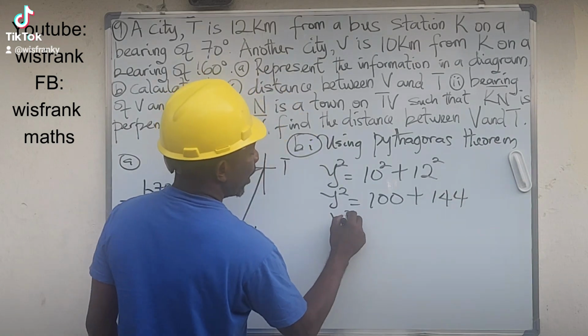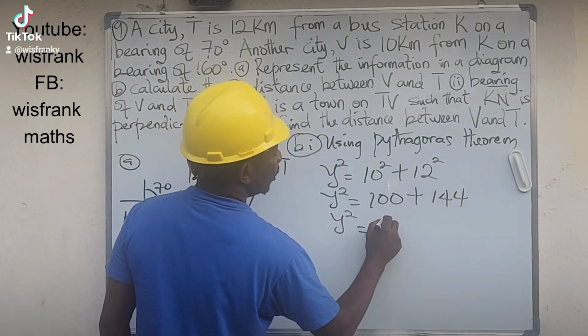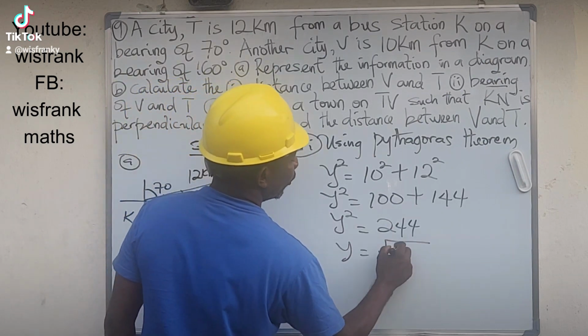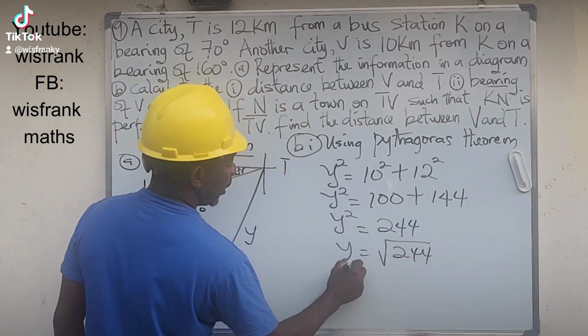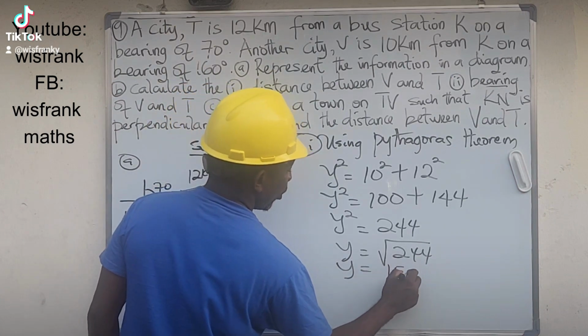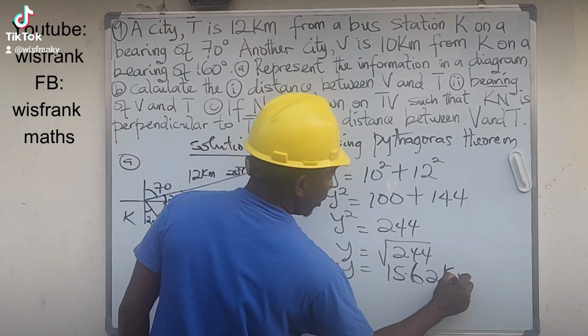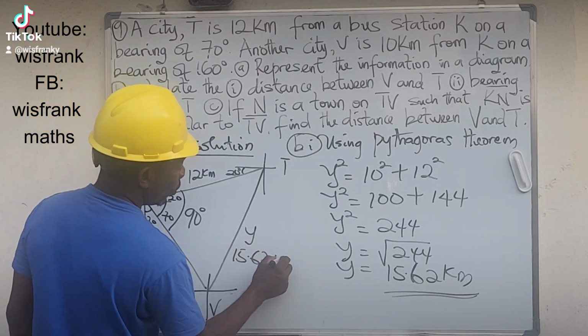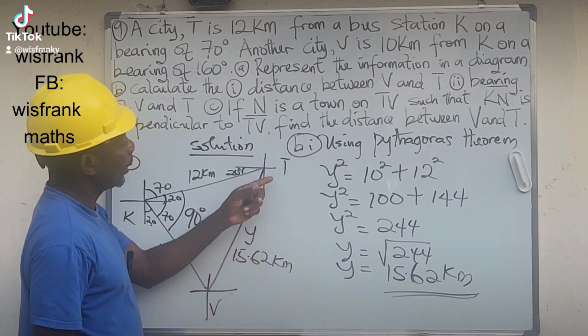So y squared equals 244, and here y equals the square root of 244. Our y will give us 15.62 kilometers. So this is the value of y. This distance is 15.62 kilometers. So we have gotten that for B I.